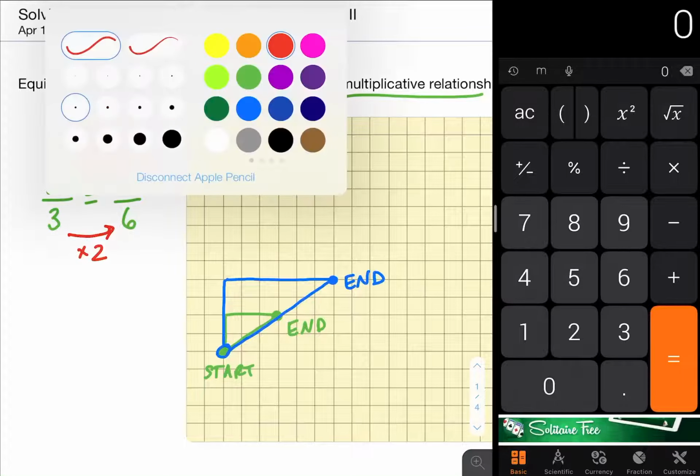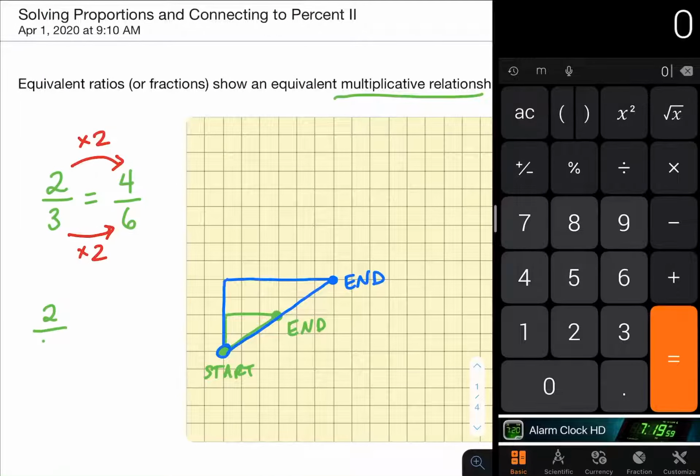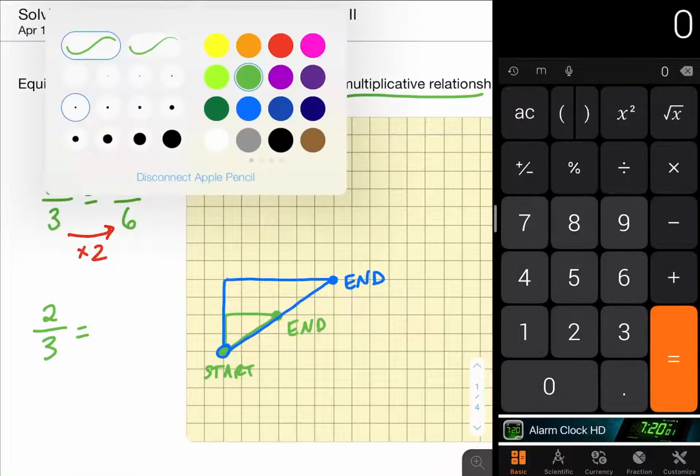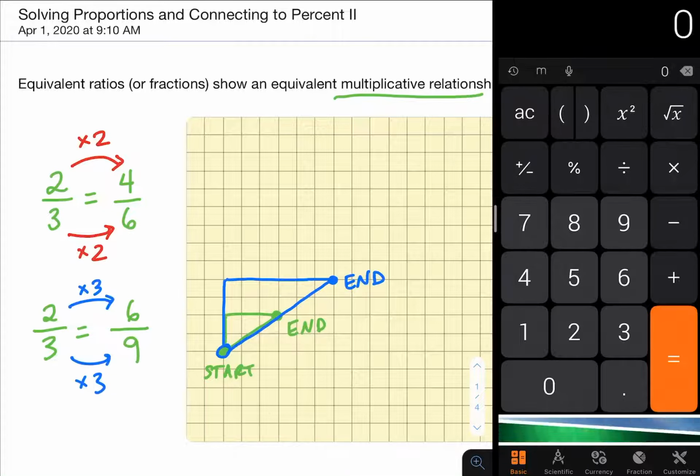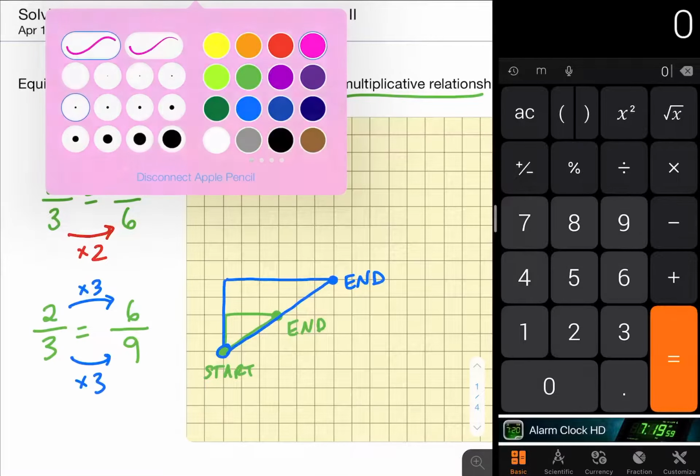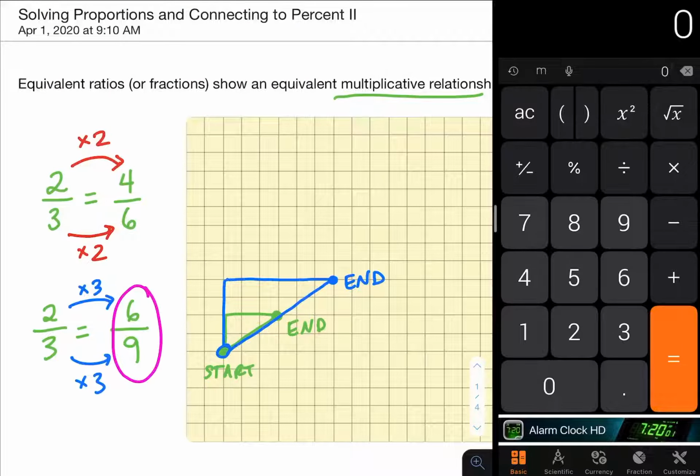I can do that again with some other numbers, using a different multiplier. Let's say I had 2 over 3, and I multiplied that top and bottom by 3 instead. Then I'll get something that looks like this. So I have 2 times 3 is 6, and 3 times 3 is 9. So we can see 2 over 3 equals 6 over 9. So let's see what that looks like on our diagram here. If I look at what 6 over 9 looks like in this picture.